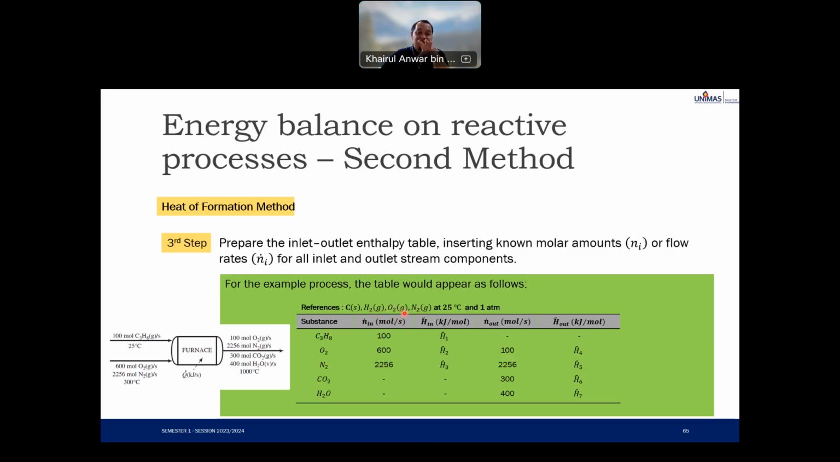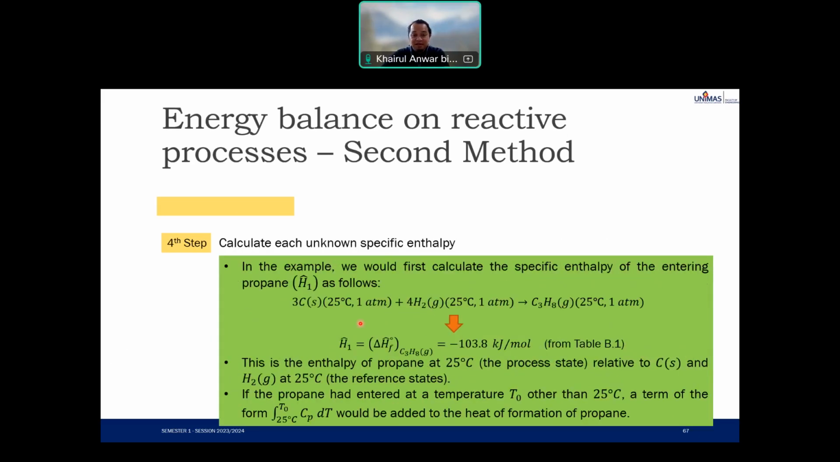This is the oxygen. Oxygen is O2, not O. Nitrogen gas is N2, not N. So here, 3C + 4H2 is equal to C3H8 gas.